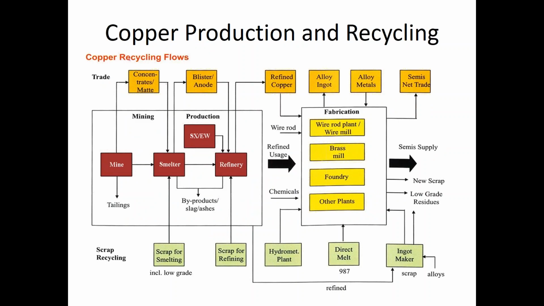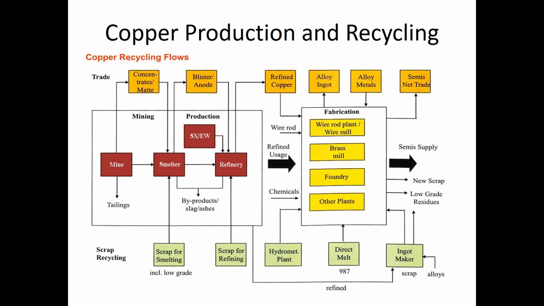Well, I'd like to go through some general diagram of copper production and recycling. You start with the mine, but in that particular box where all the red squares are, you end up with concentrates and matte and scrap that comes back. That's in the bottom tier in the green boxes. They all go into a smelter.